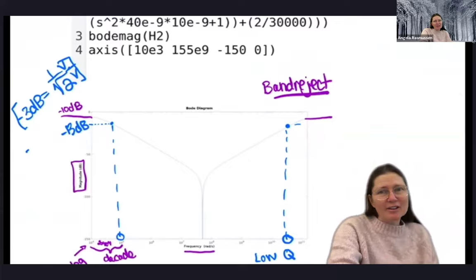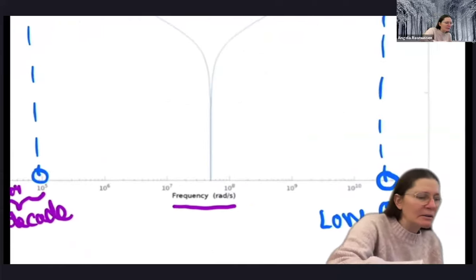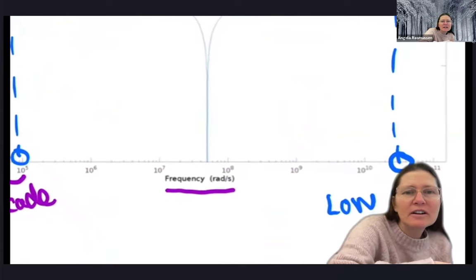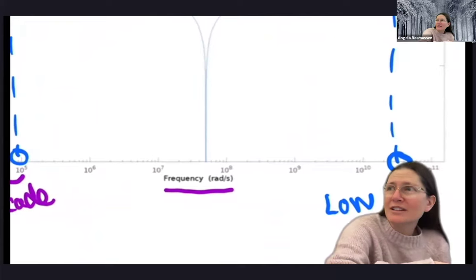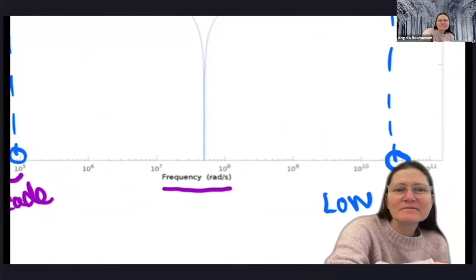So in this case, it actually is a low Q. And then omega naught would be approximately what? What would be omega naught here?